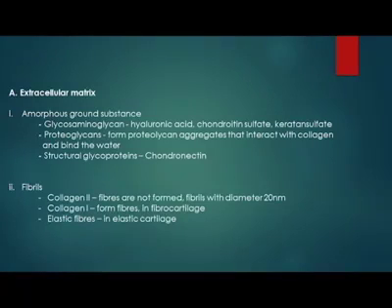In the case of collagen 2, no fibers are formed, only fibrils with a diameter of 20 nanometers, which is very, very small. Collagen 1 forms fibers in fibrocartilage, and elastic fibers are found in elastic cartilage. Fibrils and amorphous ground substances together are known as the extracellular matrix.